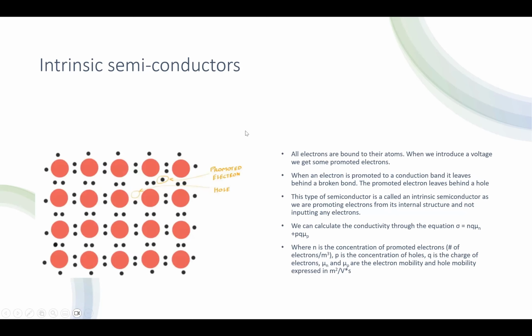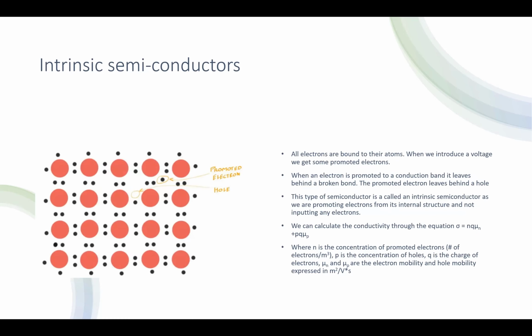And then we have intrinsic semiconductors. So all electrons are bound to their atoms. When we introduce a voltage, we get some promoted electrons. When an electron is promoted to a conduction band, it leaves behind a broken bond, and the promoted electron leaves behind a hole, as seen in this figure. And this type of semiconductor is called an intrinsic semiconductor, as we are promoting electrons from its internal structure, and we're not inputting any electrons into the system.